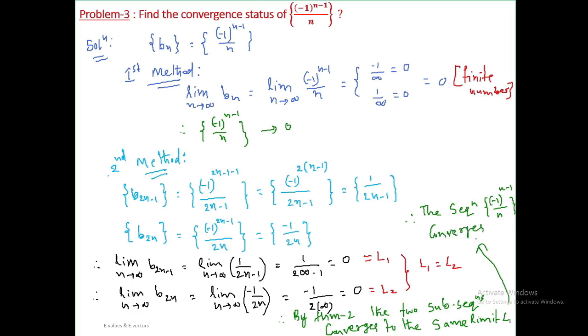That's it. So it converges to 0, you can write, because two subsequences converge to 0. Therefore the original sequence also converges to 0. So this is the second method, by using the subsequence technique. Okay, concluding the convergence and divergence of the sequence by using the subsequence technique.